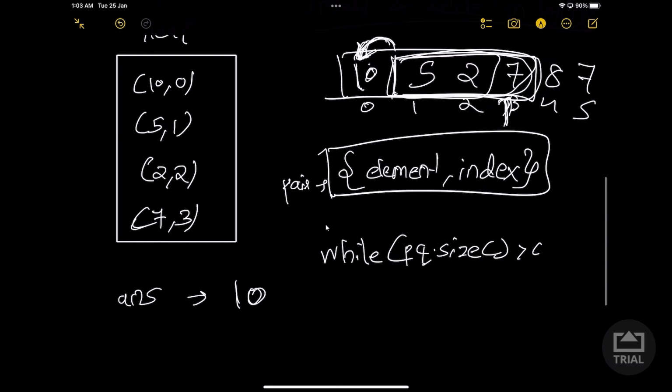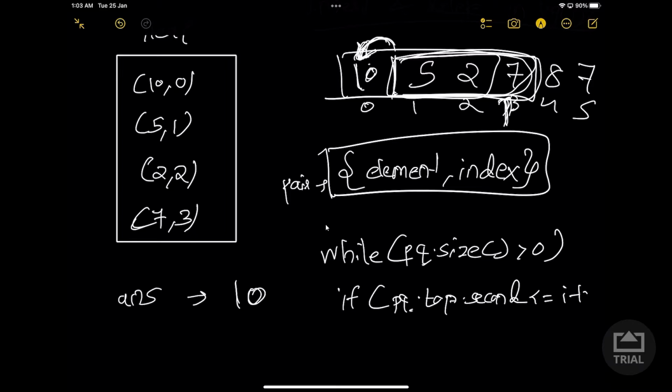While pq.size is greater than 0, we check if pq.top, which will be our max, 10, and .second, which is our index, where first is our element and second is our index, is less than or equal to i minus k. Less than or equal to i minus k means that it is not present in our current sublist, so we will pop this element.